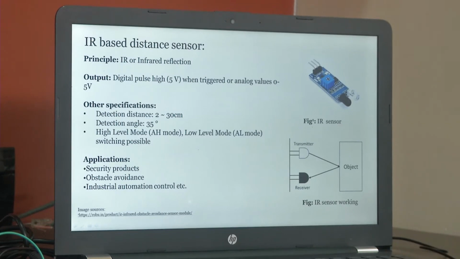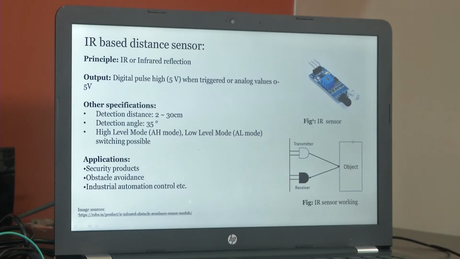So what happens is, you know that light undergoes reflection, right. So when the transmitter sends the IR signal, if an object is there to reflect it, it will come back to the receiver. So based on this reflection, the receiver will get this IR light back and it will sense it. That is what happens in this sensor. So you can see that the object is very critical here.